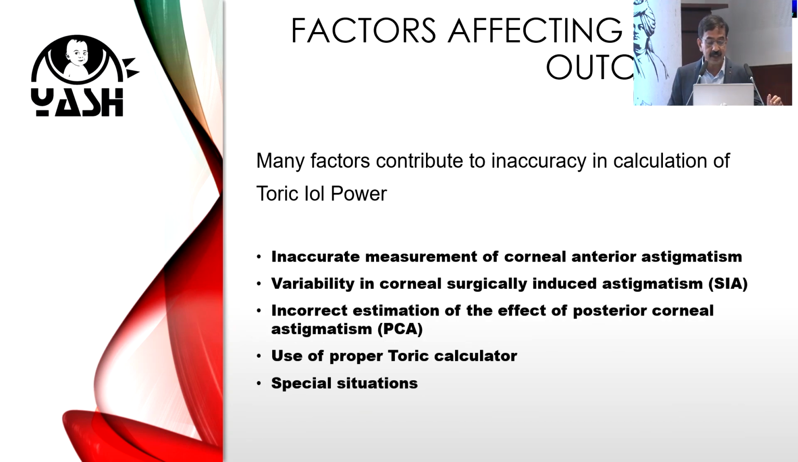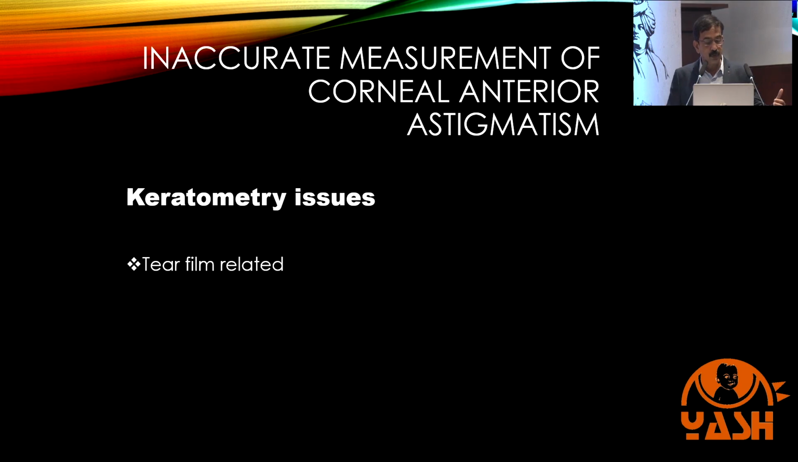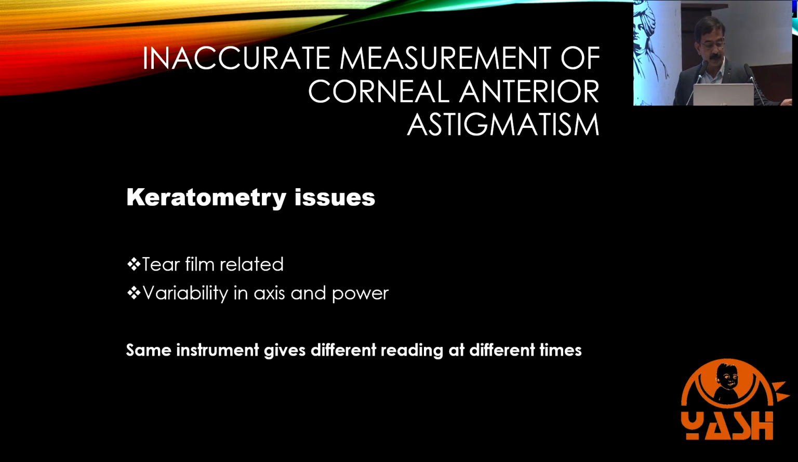The factors that contribute to inaccuracy in calculation of a toric IOL are an inaccurate measurement of anterior astigmatism, variability in SIA, and an incorrect estimation of the posterior corneal astigmatism. There are so many toric calculators, so maybe not using a proper toric calculator, and there are some special situations. If you go with the first, inaccurate measurement of corneal anterior astigmatism, there are two issues in keratometry: tear film related, and variability in axis and power.